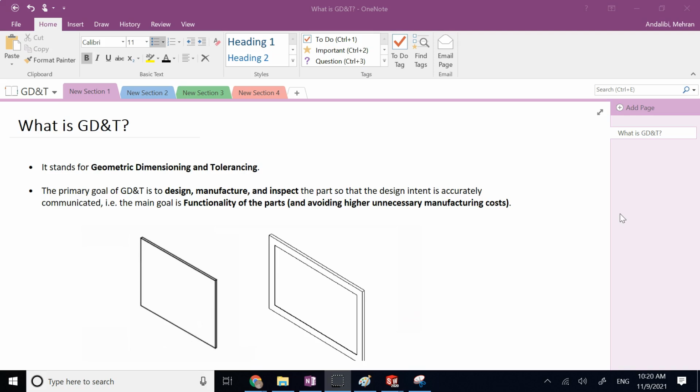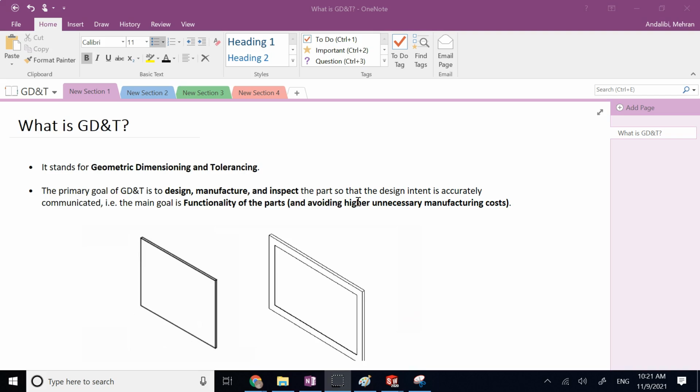When you design a part or several parts and you want them manufactured, and then, if it's an assembly, put together and inspected before being put together to make sure everything is functional, you want to convey the design intent to the manufacturer and to the inspectors in a very clean and yet effective way, so that they can perform their job with minimal need to repeat the production or the inspection, and to avoid higher costs of manufacturing and inspection that are not necessary.